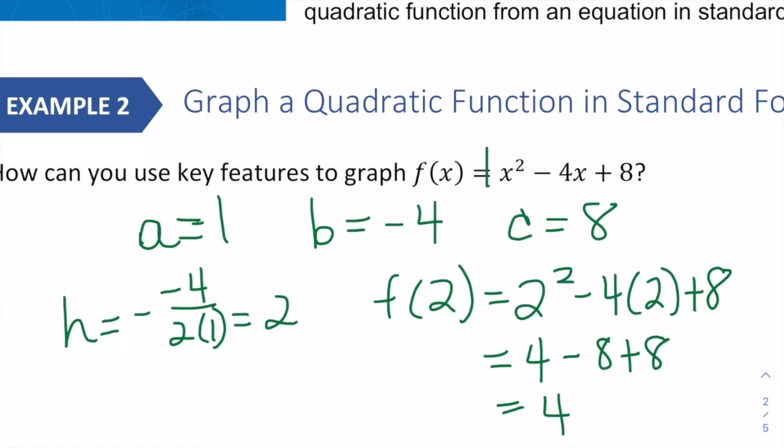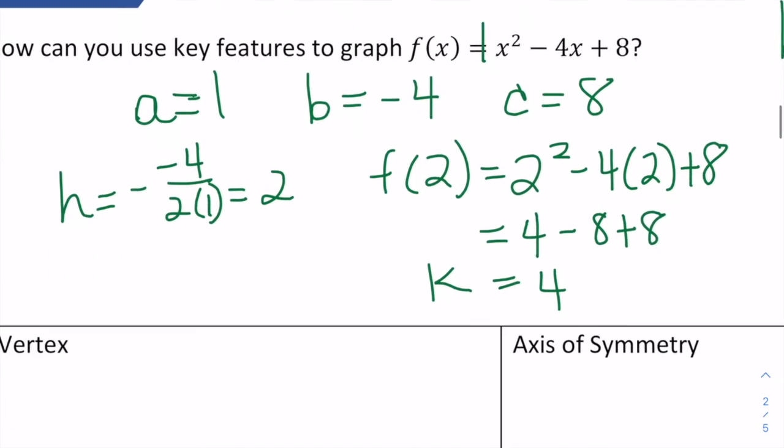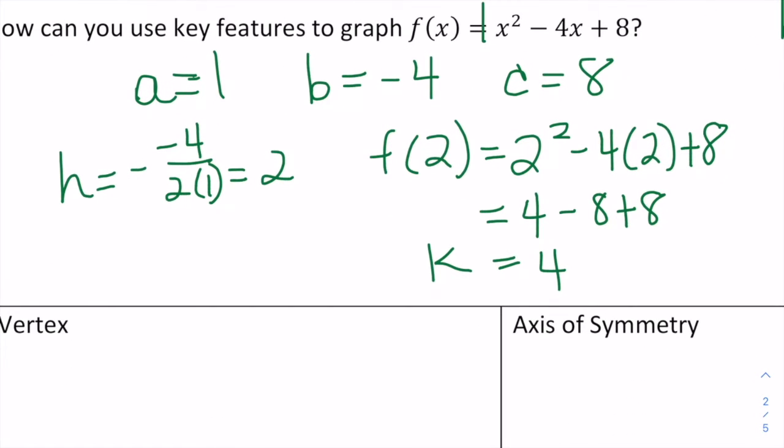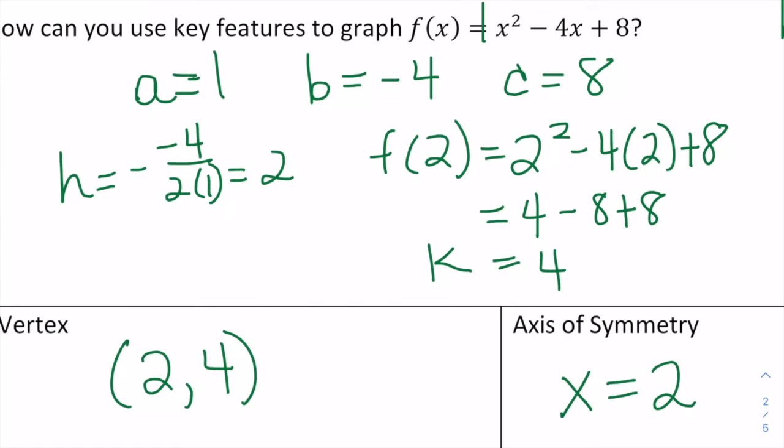So if h equals 2, and I plug in 2, then my k is going to be 4. So the vertex is (2, 4). Remember, my axis of symmetry is going to be the vertical line through the vertex. So that's going to be x equals 2, or x equals h.